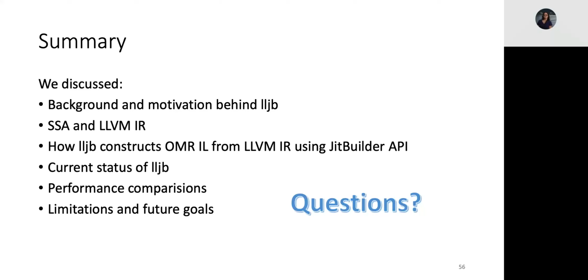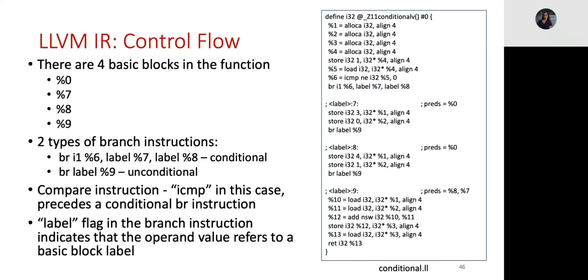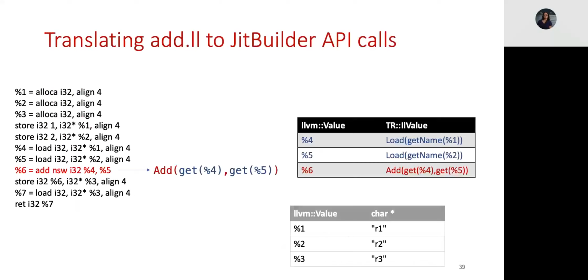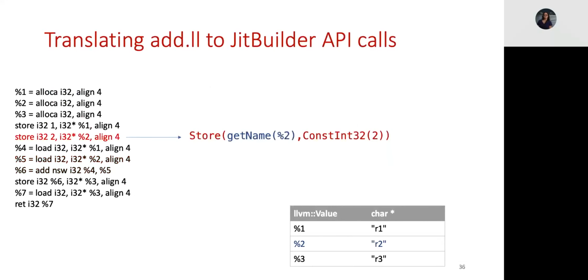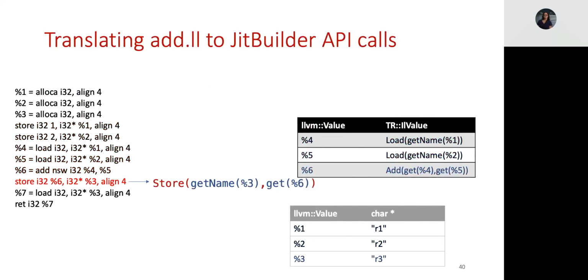Yeah? In the section where you were mapping LLVM to OMR IL, how do you programmatically decide whether to call get name or get value? Sometimes you need an IL value. Yeah, so I think you're talking about that. Hold on, let me find an example where we have both being used. Okay, so here we use a generic get IL value.